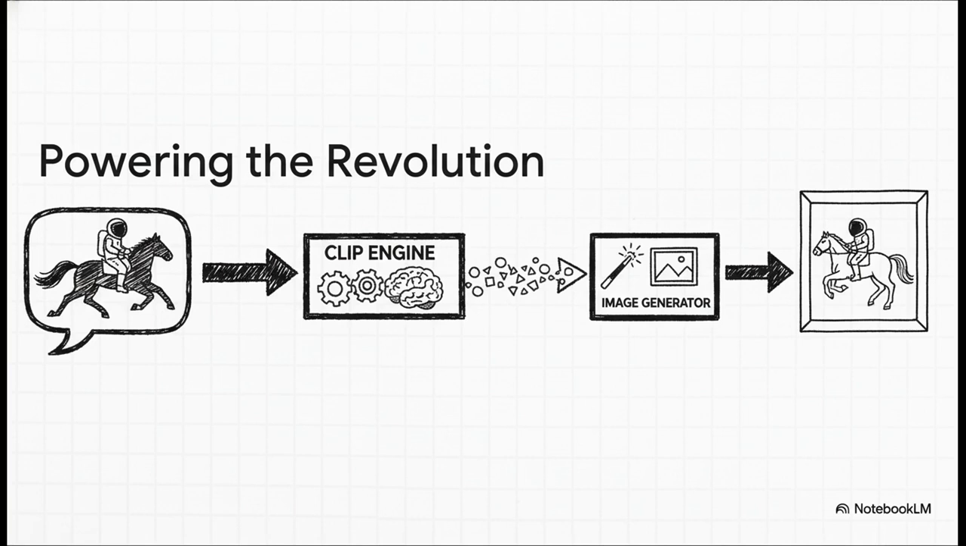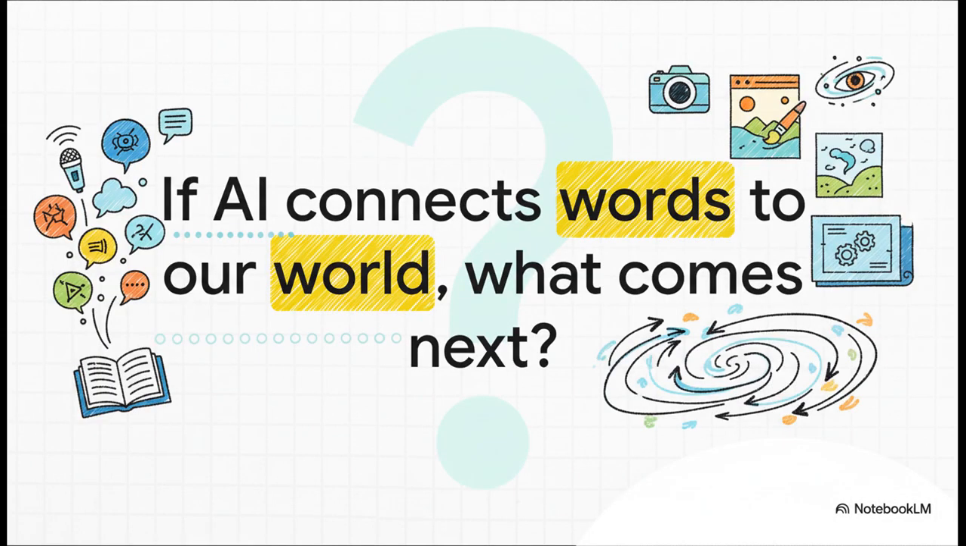CLIP is the part of the system that takes a text prompt, like an astronaut riding a horse in a photorealistic style, and translates that complex idea into a mathematical representation that the image generation model can then use to create the picture. This technology is what allows AI to finally bridge that gap between our language and visual concepts. It's already unlocked a new era of creativity and capability, and really, we are only just scratching the surface. It leaves you wondering, now that AI can understand us in this multimodal way, what becomes possible next?